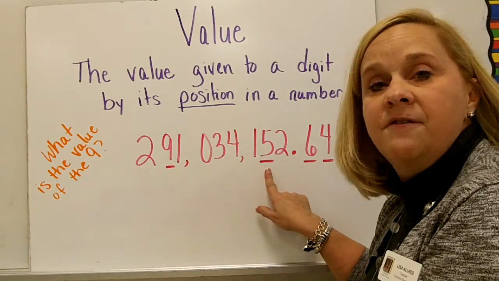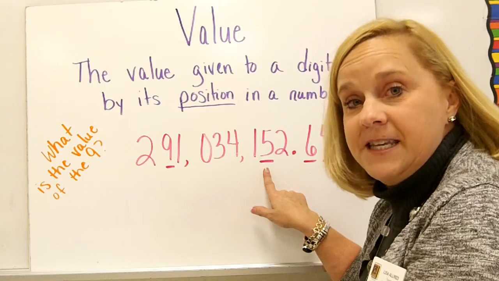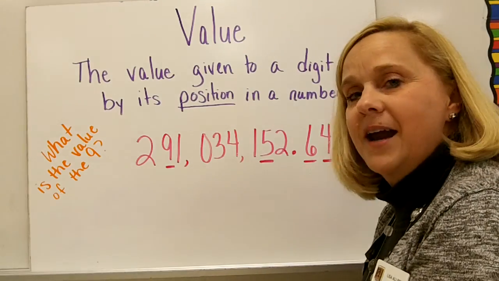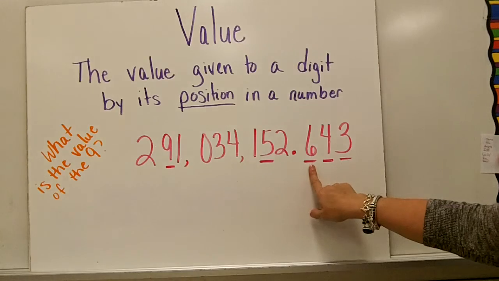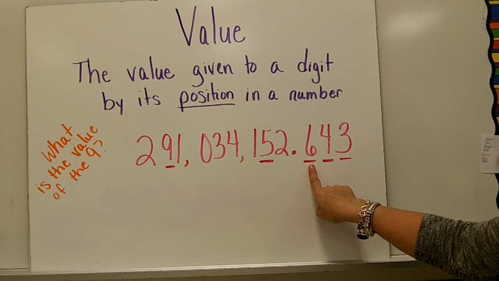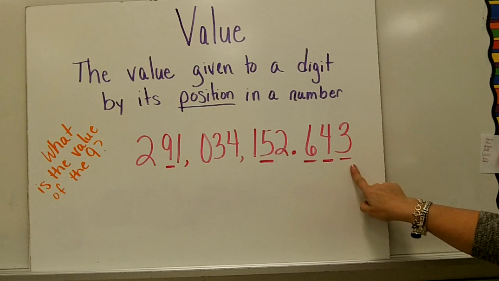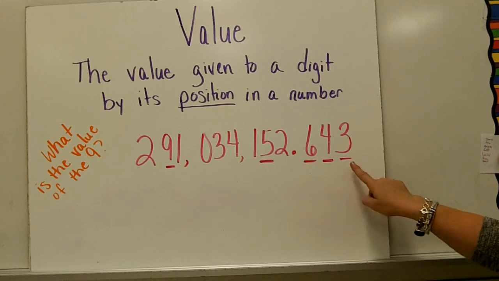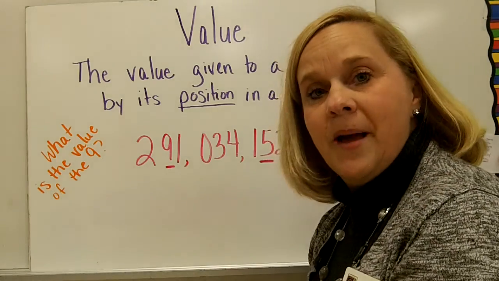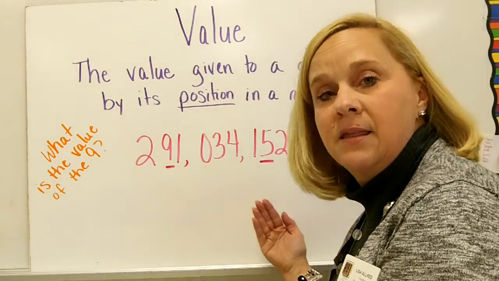All right, let's look at the 5 here. The value of 5 is 50 in this number. All right, let's look at the decimals. The value of my 6 is 6/10. The value of my 4 is 4/100. And the value of the digit 3 is 3/1000. So when I'm talking to you about the value, I want to know exactly how much is that digit worth in the larger number.